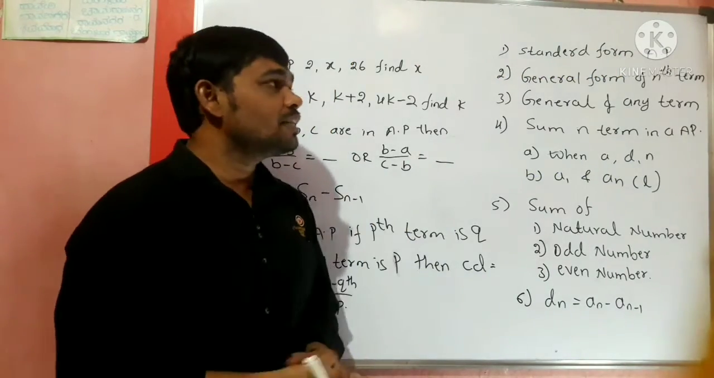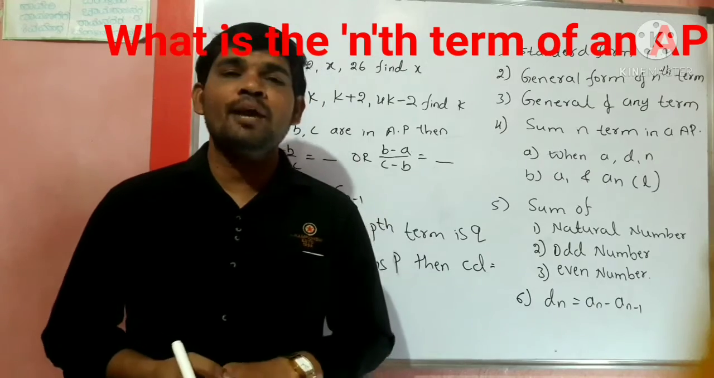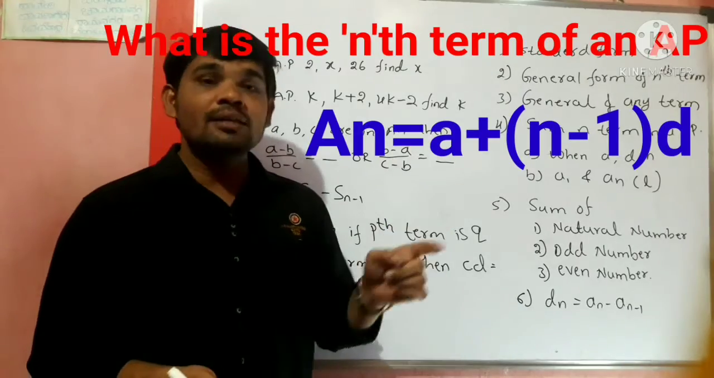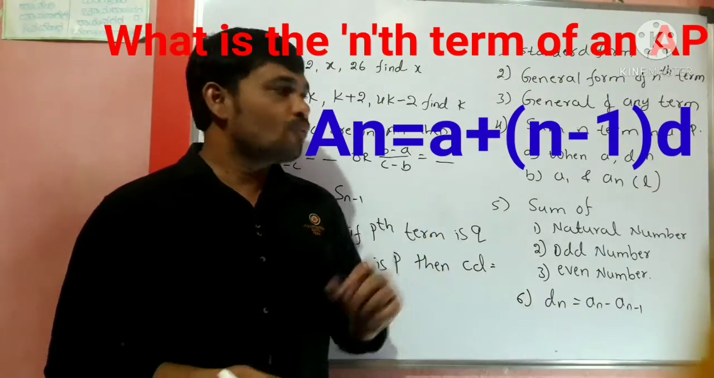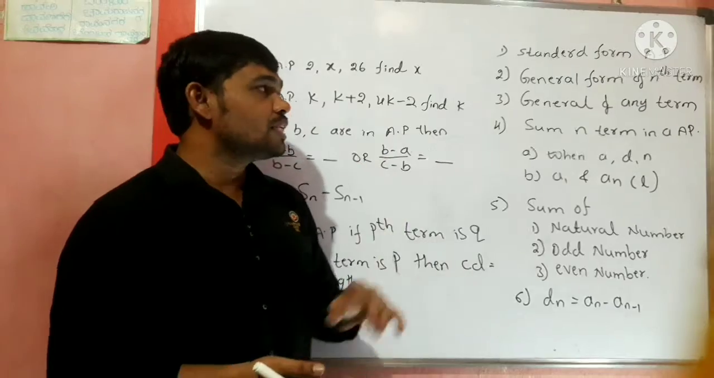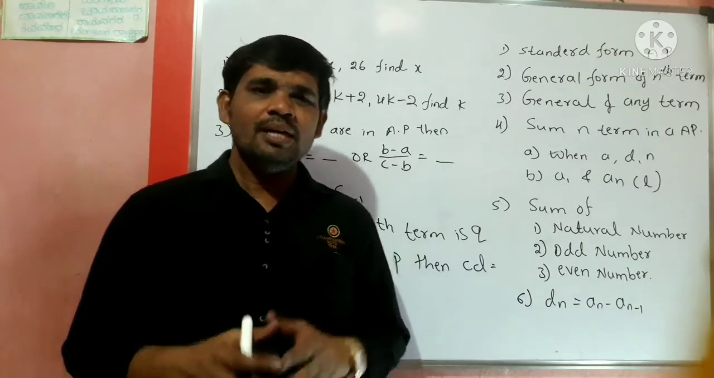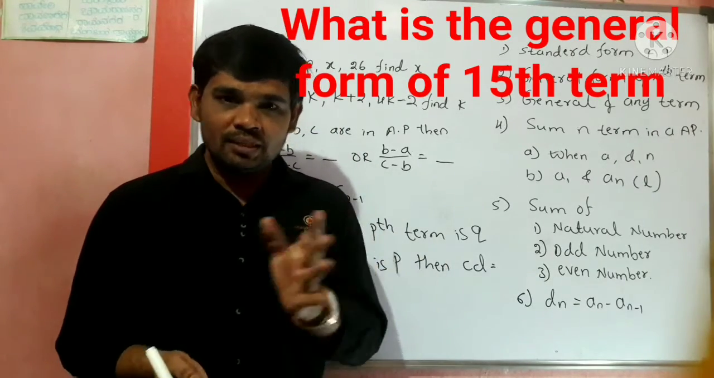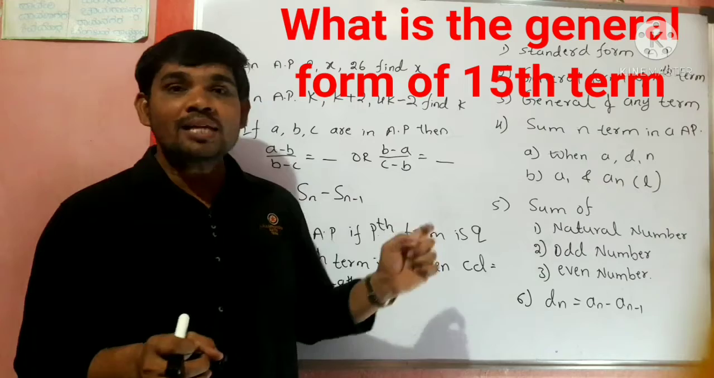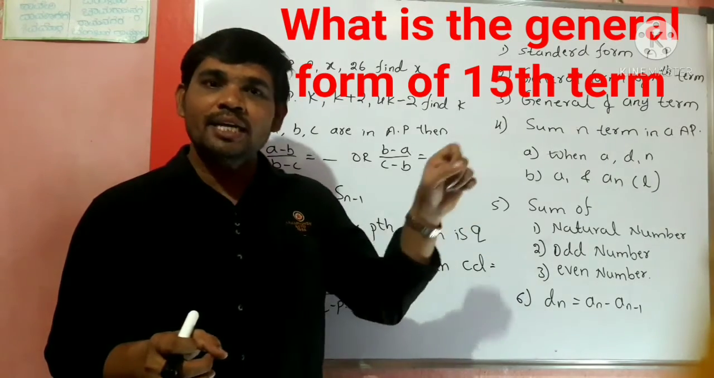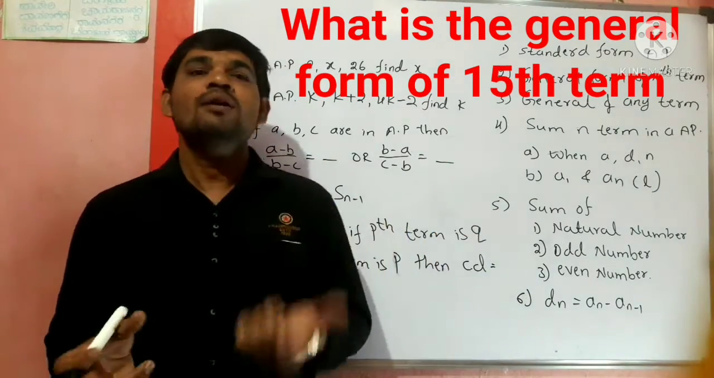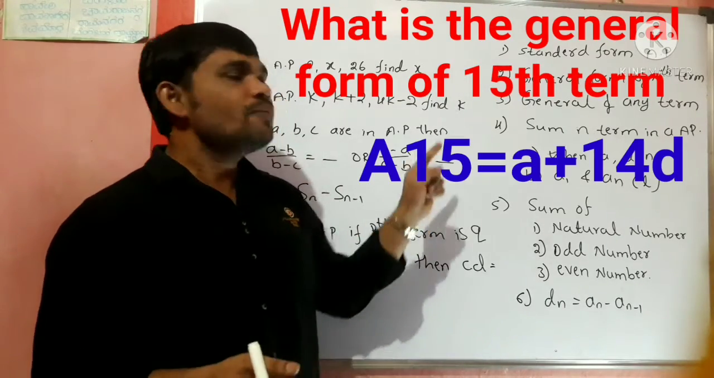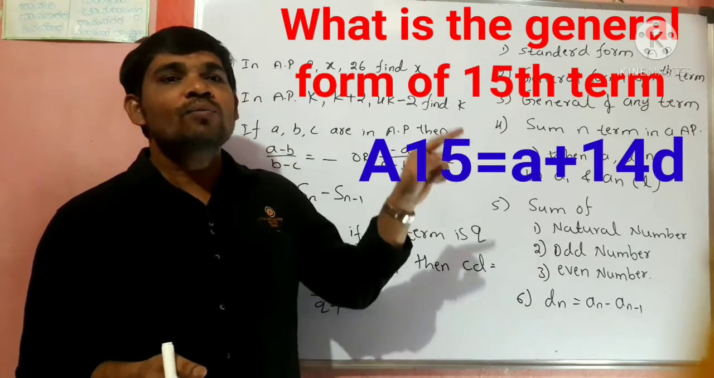And one more question is the general form of the nth term of an AP. The general form of the nth term of an AP is a_n equal to a plus (n minus 1)d. They may ask for any term, for example, the 15th term of an AP. The general form is a plus (n minus 1)d, in which you put the value of n as 15. Then the 15th term will be a_15 equal to a plus 14d.